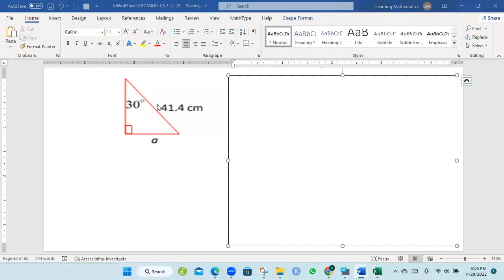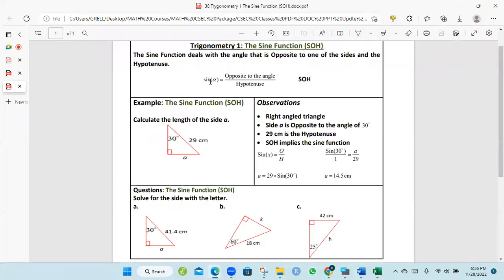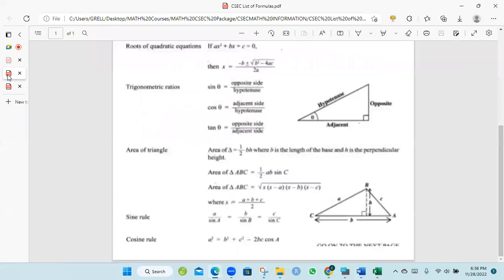Now, before we proceed with this example, let us verify to see if the sine function, opposite to the angle over hypotenuse, is present in the list of formulas. And here it is present. Sine of theta is opposite side over hypotenuse. Now, that opposite side means opposite to this angle theta. Please bear that in mind.